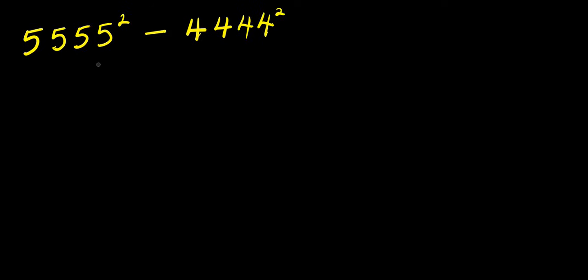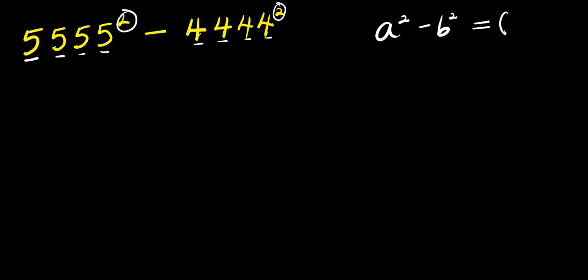Hello, how to evaluate with a calculator? This is 5 power 2 minus 4 power 2. Now, if you have a squared minus b squared, this equals a minus b times a plus b.